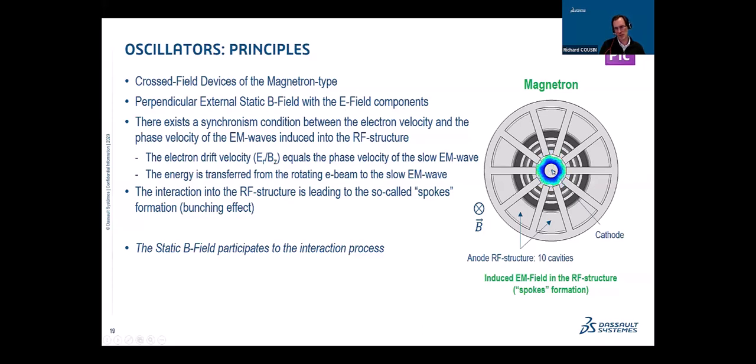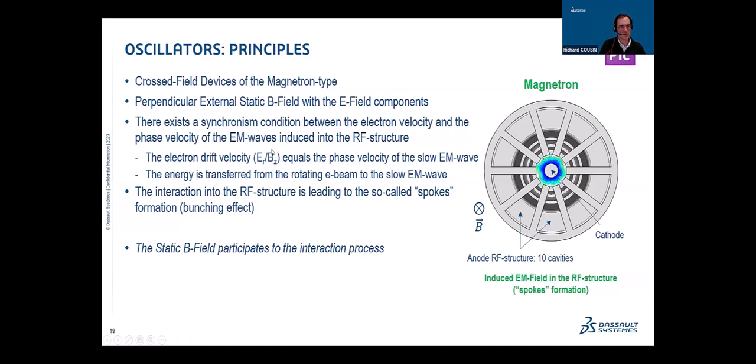So you have the cathode structure, you have the anode structure. The magnetic field is perpendicular to this screen, whereas the electric field is radial, in between the cathode and the anode structure. You now need to design the magnetron in a way where a synchronism condition exists between the electron velocity and the phase velocity of the electromagnetic waves induced into the RF structure. And this is performed by the electron drift velocity.